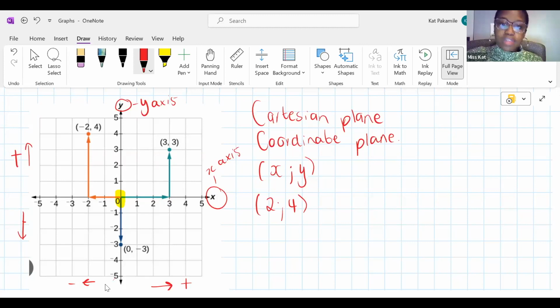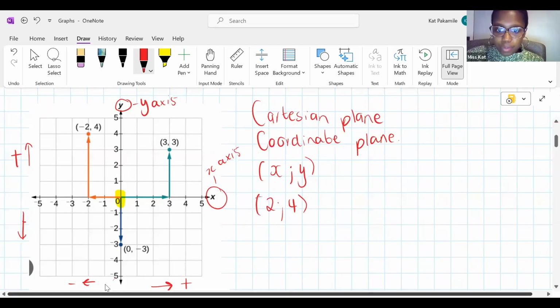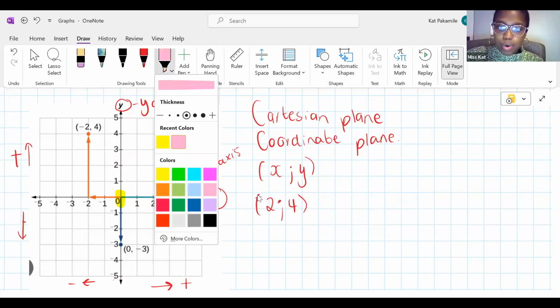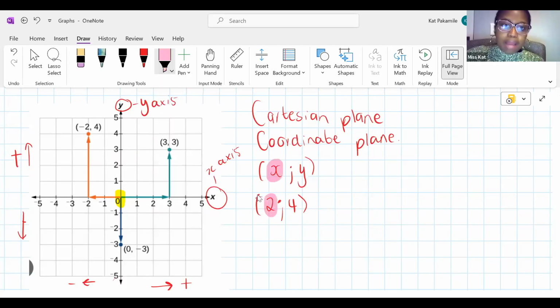Now, if you have this point that I just made up here, 2 and 4, since my x-coordinate is the one that comes first, it means you're going to look for 2 on the x-axis. There is 2 over there, right? And you're going to look for 4 on the y-axis. The y-axis, remember, is the one going up and down, and there it is over there.